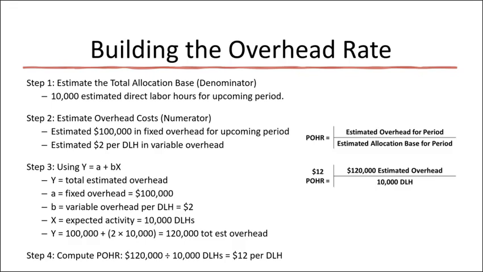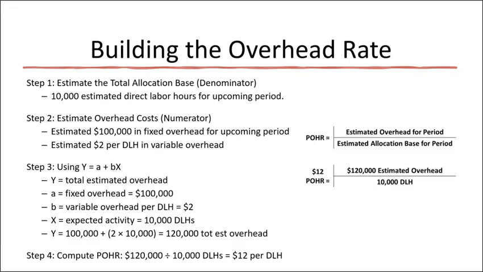They also expect variable overhead of $2 per direct labor hour. So with 10,000 direct labor hours expected, we multiply 2 times 10,000 direct labor hours, and we have $20,000 in estimated or projected variable overhead. Add the fixed and variable pieces together, 100,000 plus 20,000 equals 120,000 in total estimated manufacturing overhead. That gives us our numerator, okay?